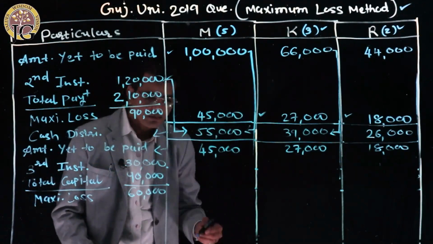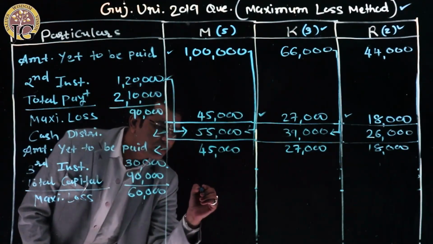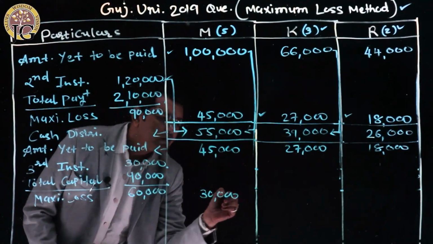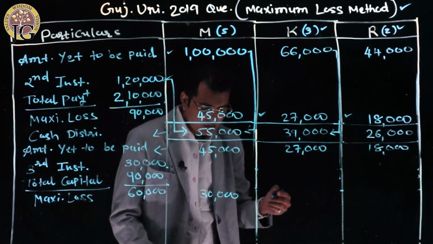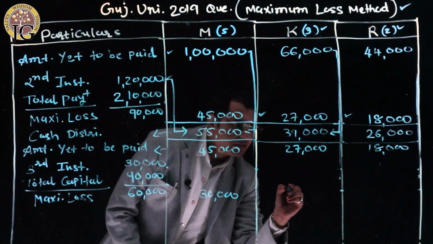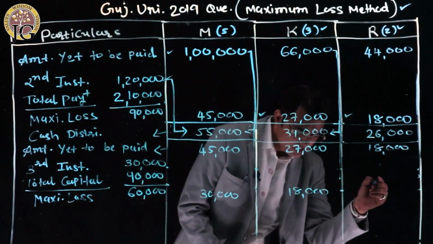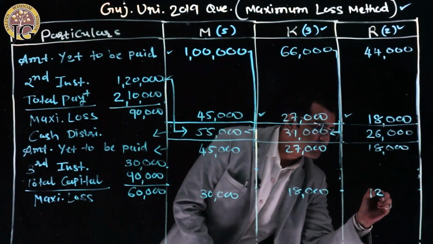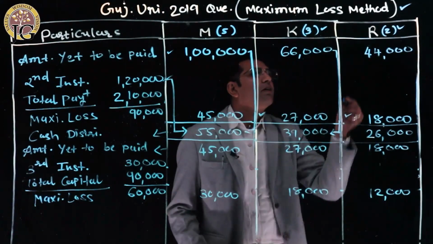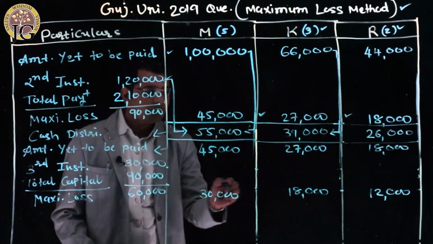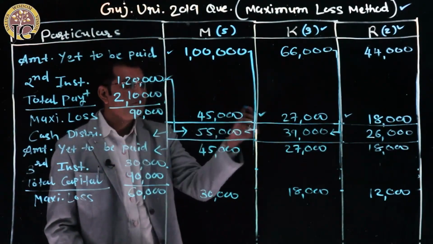The amount will come 30,000 rupees for 5 share, 18,000 rupees for 3 share, and 12,000 rupees for 2 share. So this is the maximum loss that will be borne by the partners.